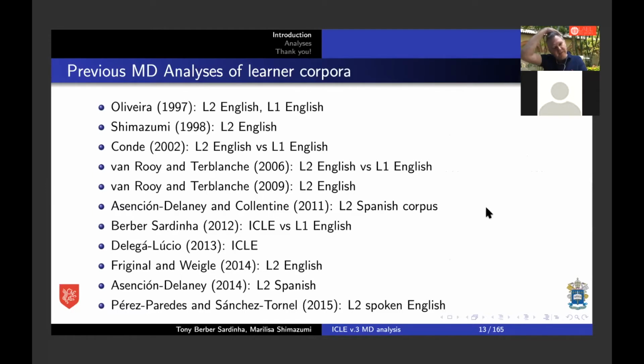So there have been a few MD analyses of learner corpora. Here are some of them. If you know more, please let me know. As you know, most of them are looking at English compositions. Some are in Spanish, and all but one are in written learner language, just one in spoken.